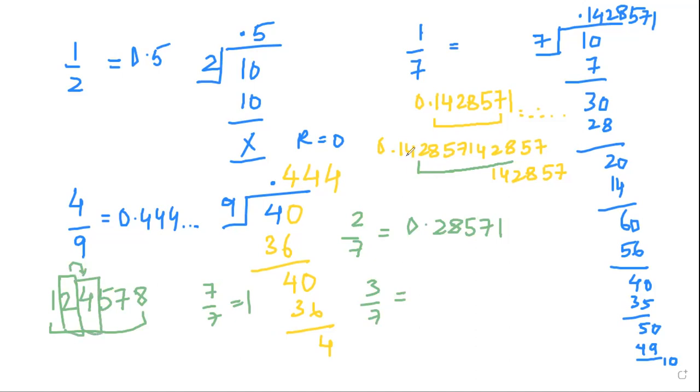So now go back here. So 4, 2, 8, 5, 7 would be your next thing. Right? Similarly for 4 by 7, 5 is the next number. So 5, 7, 1, 4, 2, 8.